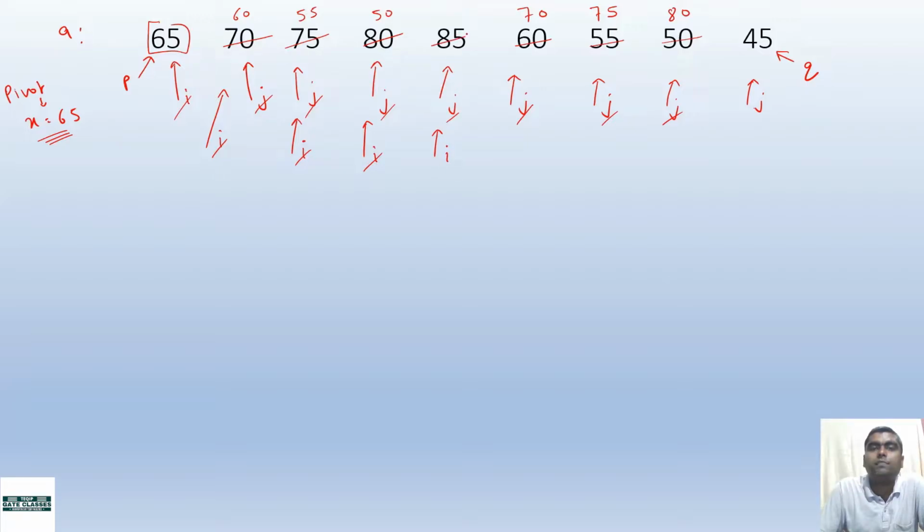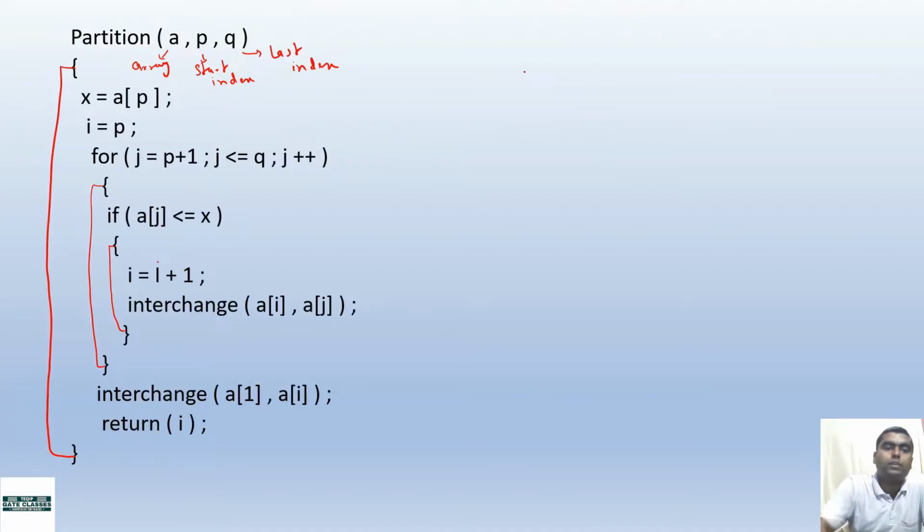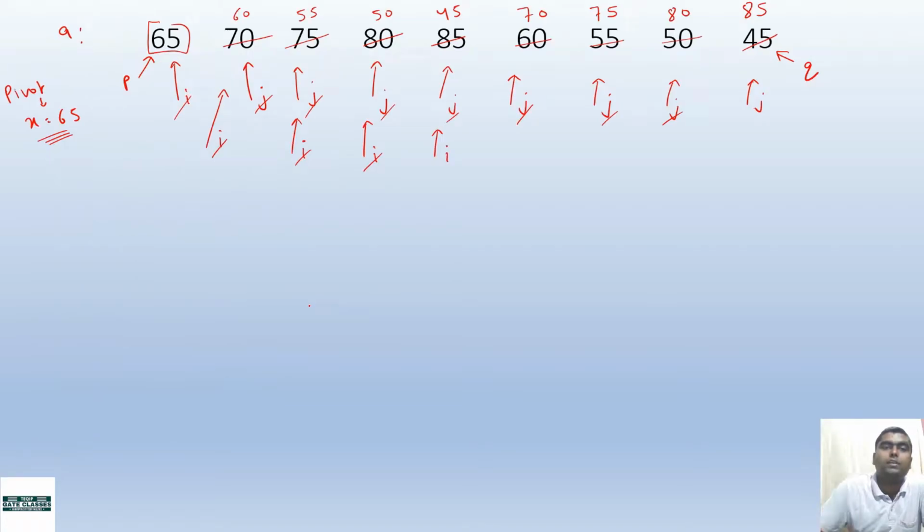So this 85 will be replaced with 45 and this 45 will be replaced with 85. Okay, so finally this loop is complete, and after the loop what is there? After the loop, the pivot element we selected, that is A of 1 and A of i, what do we have to do with these two? Interchange them.